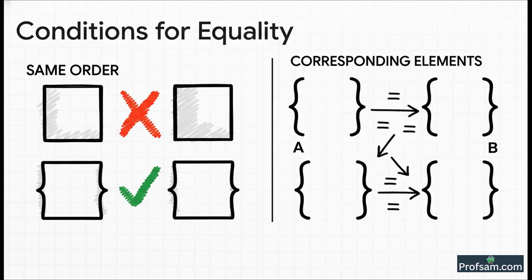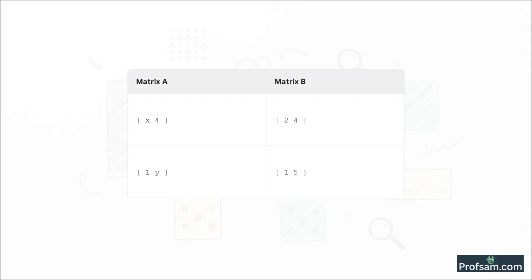Condition 2, their corresponding elements must be equal. The element in row 1, column 1 of A must be the same as the element in row 1, column 1 of B, and so on for every single position. Let's look at a quick example. We are told that matrix A is equal to matrix B. Our job is to find the values of X and Y. So how do we do it? We just apply our 2 golden rules.